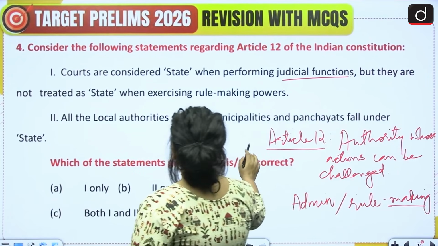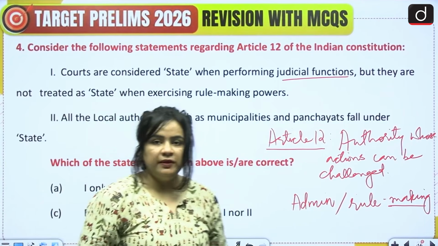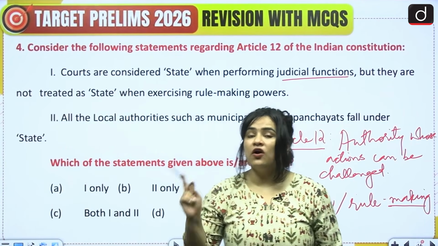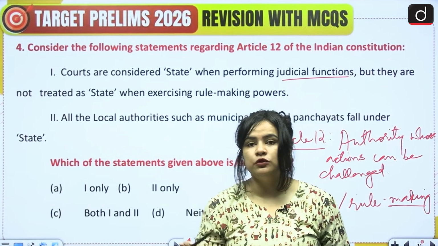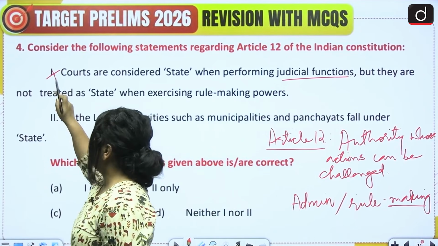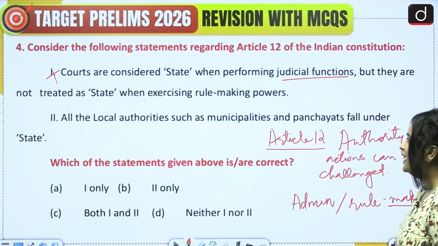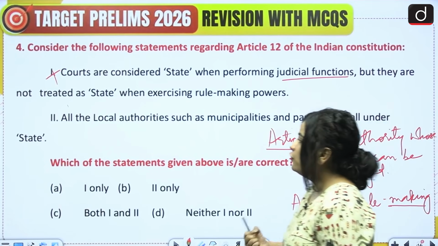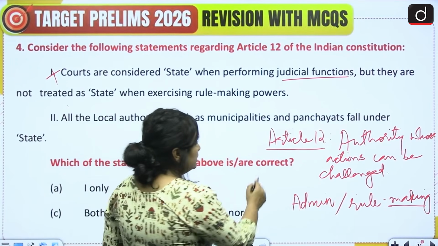So, the first statement has actually been reversed. When performing judicial functions, courts are not considered states, whereas when performing administrative and rule-making functions, they can be considered state. Hence, the first statement is incorrect. Second, all the local authorities such as municipalities and panchayats fall under state. Here again, let's take a look at Article 12.